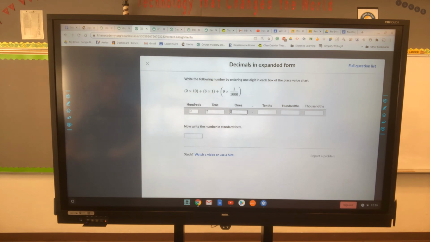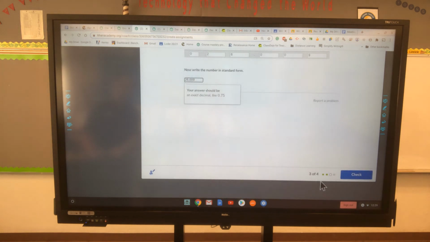How about in the ones? Yep, there's a 6 in the ones. All right, how about in the tenths? Do we see anything times 1/10? Nope, nothing times 1/10. Nothing times 100th. And then we have a 9 times 1,000. So this would read 26.009, or 26 and 9 thousandths.